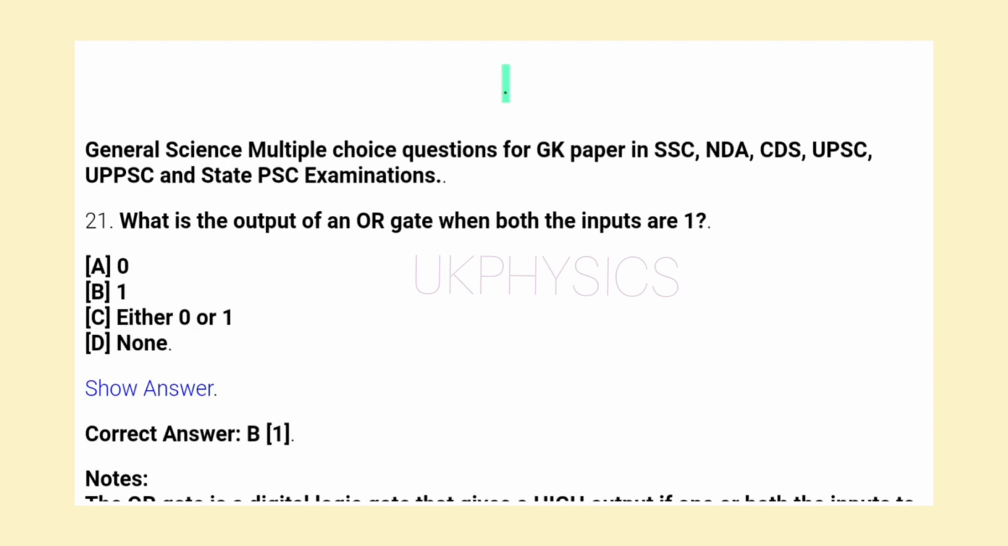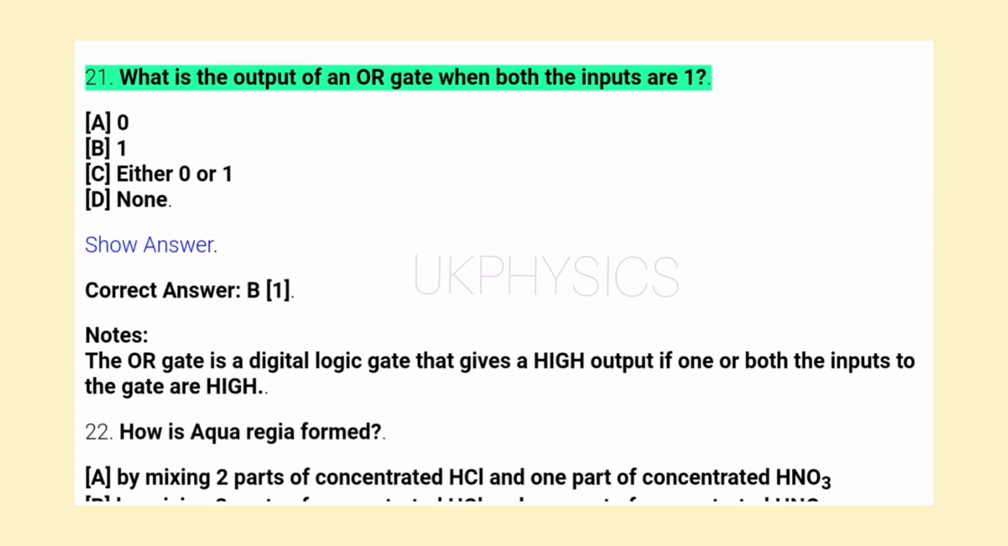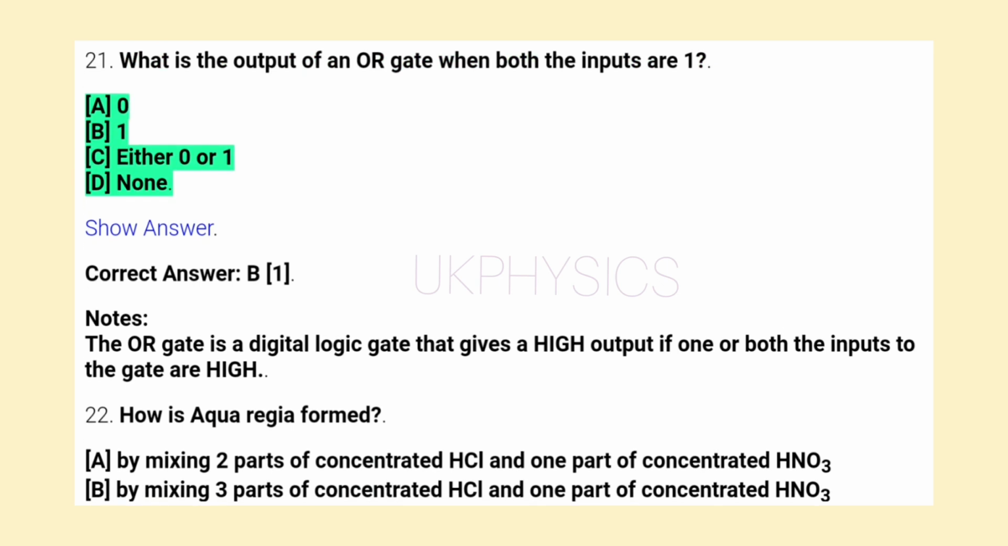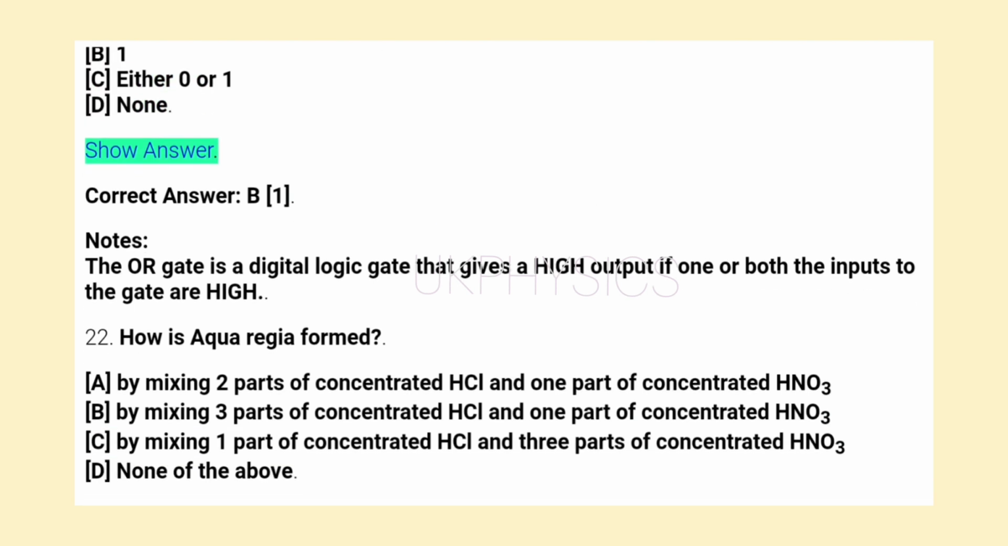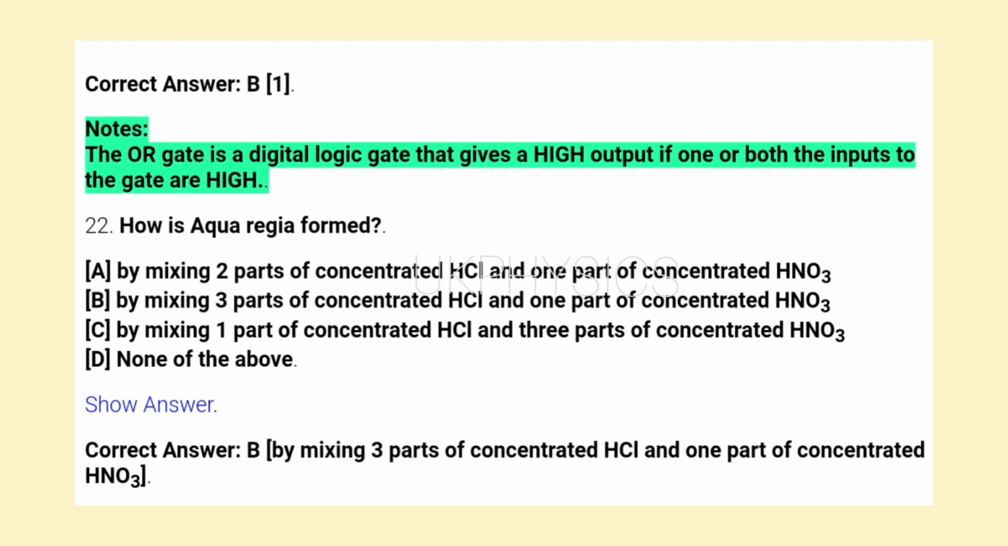General science question. General science paper in S. 21. What is the output of an OR gate when both the inputs are 1? A. 0, B. 1, C. Either 0 or 1, D. None. Show answer. Correct answer, B. 1. Notes: the OR gate is a digital logic gate that gives a high output if one or both the inputs to the gate are high.